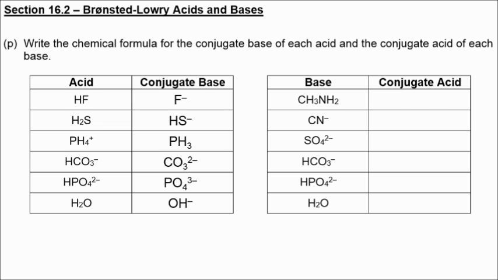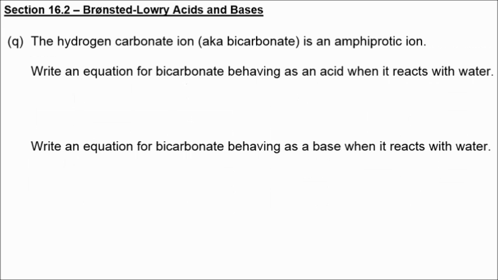We go from methylamine to the methylammonium ion, CH3NH3+. CN- becomes HCN. So we're adding H+, and we're changing the charge as we do it. Notice that the last three entries in these tables, HCO3-, HPO4 2-, and water, are amphiprotic substances that are capable of either losing H+ to be an acid or accepting H+ as a base.